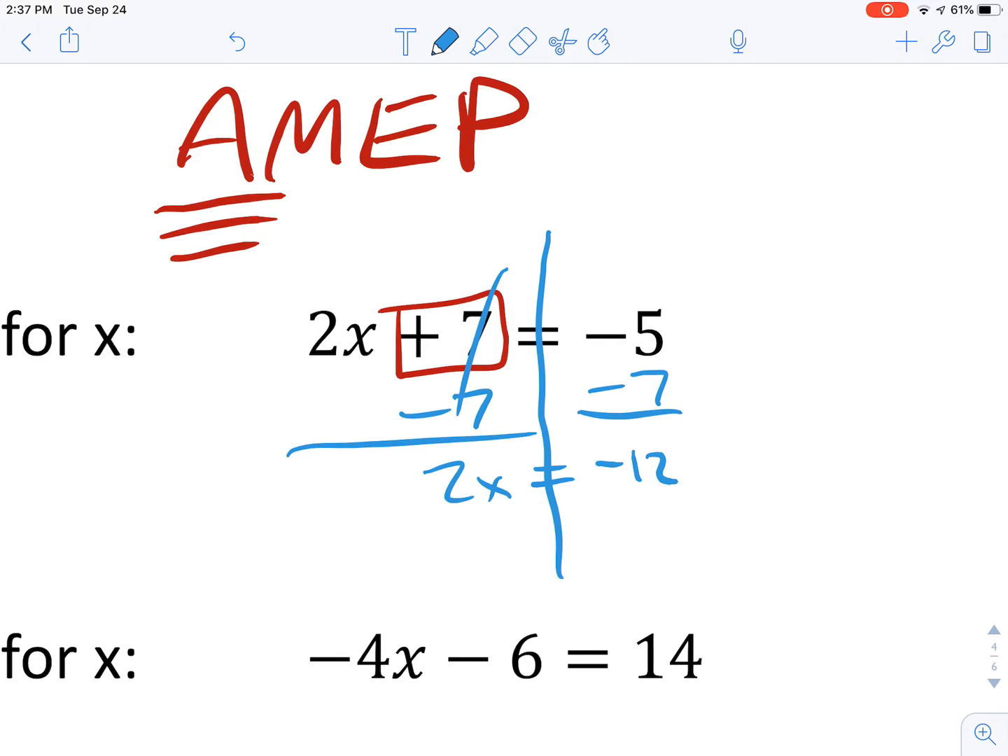Now we're down to a one-step problem. I'm multiplying my x by 2. I want to get rid of that, so I'm going to divide by 2. If I do it to one side, I'm going to do it to both sides. Now we have just x equals negative 6, and we are solved. Problem over.